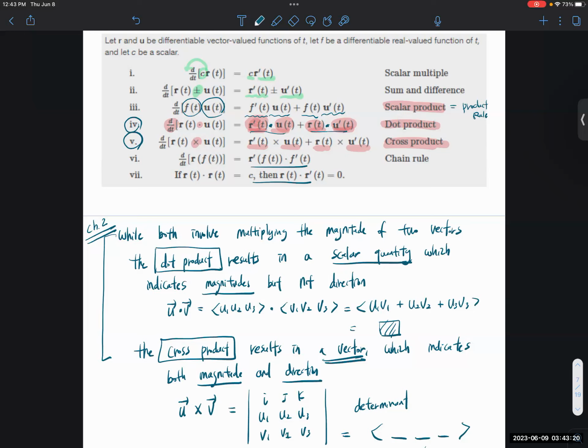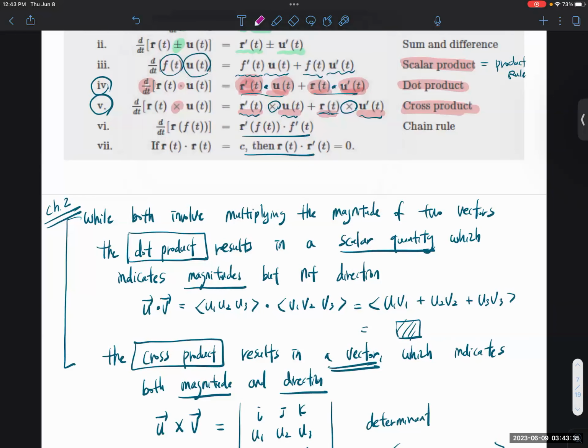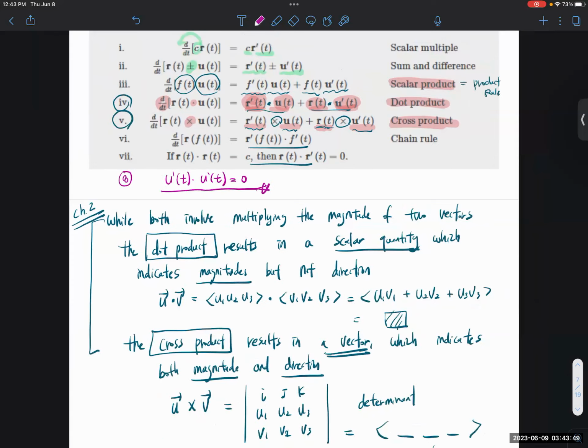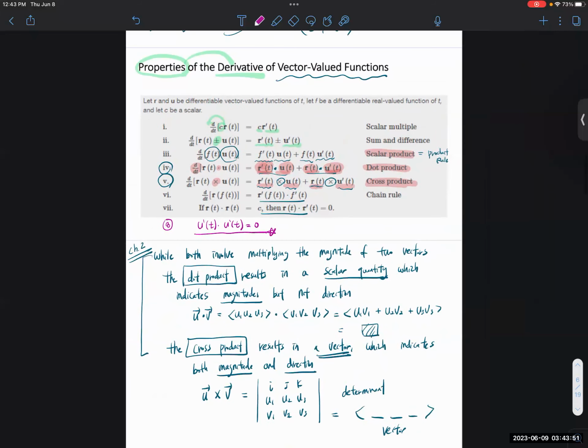However, the cross product is the same thing: r prime cross u plus r cross u prime, but here you get a vector outcome. I will show you the work, okay? Just remember. I also want to add one more rule, number 8: if you take the cross product of the same vector with itself, it is always 0. I'm just adding this information too. So these are properties.